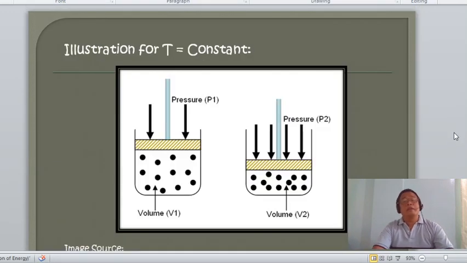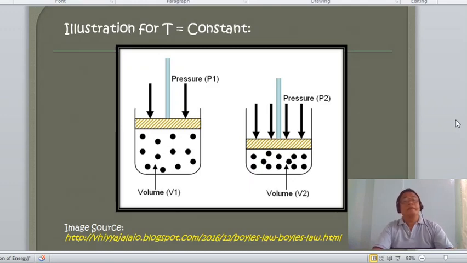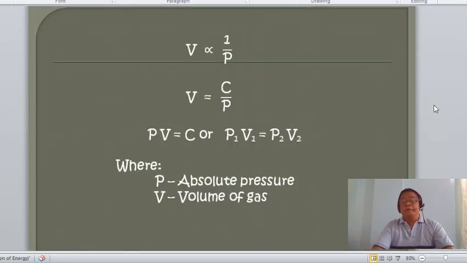Okay, so this is the illustration of Boyle's law. We have the gas confined inside the container, at pressure 1 and volume 1. If the volume is reduced to a certain amount, the pressure will also vary from its original pressure. Okay? So the condition now is constant temperature. The volume is inversely proportional to its pressure. So, inversely proportional, that is based on Boyle's law.